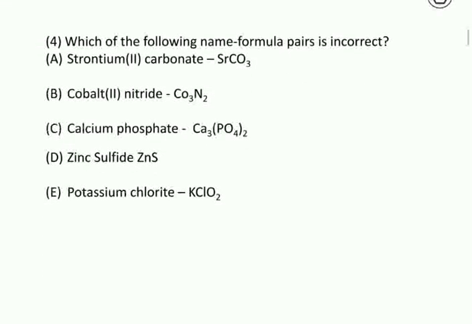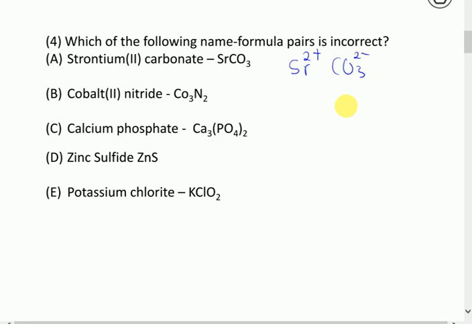And now finally, we're going to do names of ionic compounds. All right, so with these, we have to know the rules for ionic compounds. And we also have to know the charges of everything involved. So if we have strontium(II) carbonate, that tells us that we have Sr2+. And then carbonate is one of those polyatomic ions that we need to learn, which is CO3 2-. So if we combine a 2+ cation with a 2- ion, SrCO3, that's the correct formula.